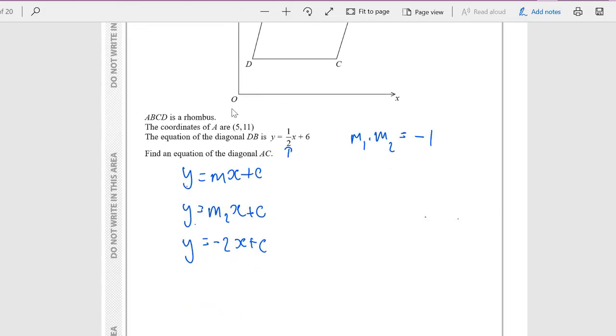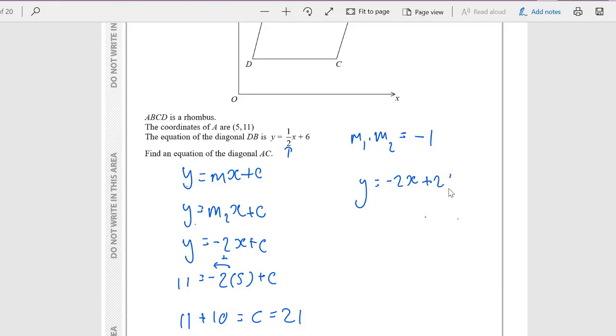So we know that the coordinate A, 5, 11, lies on the line AC, of course. So we can substitute that value in. So we say 11 equals minus 2 times 5 plus c. So 11, because it's going to be minus 10, if you take it to the other side, it's going to be a positive, equals c. Therefore, c equals 21. So we're going to have y equals minus 2x plus 21.